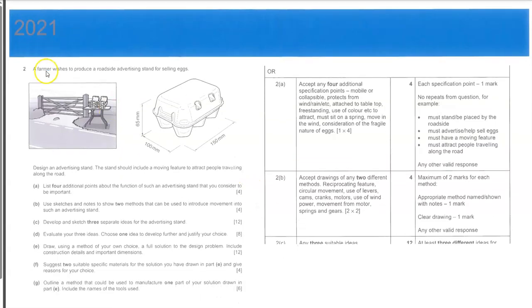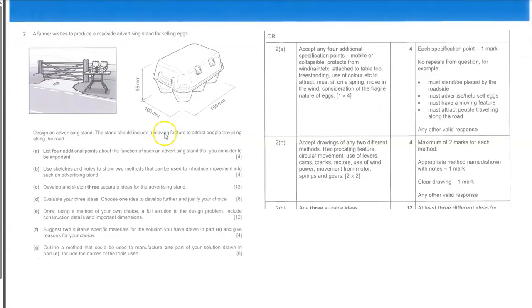Now what we have here is a farmer who wishes to produce a roadside advertising stand for selling eggs. Here are the dimensions of the egg box: 150, 100 and a height of 65 millimeters. So there's the data that they give you. They give you the sizes, so you design a product around it.